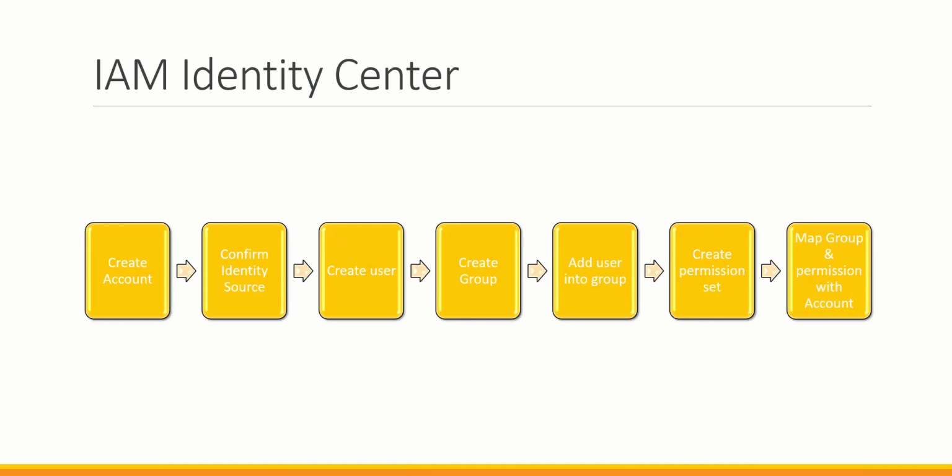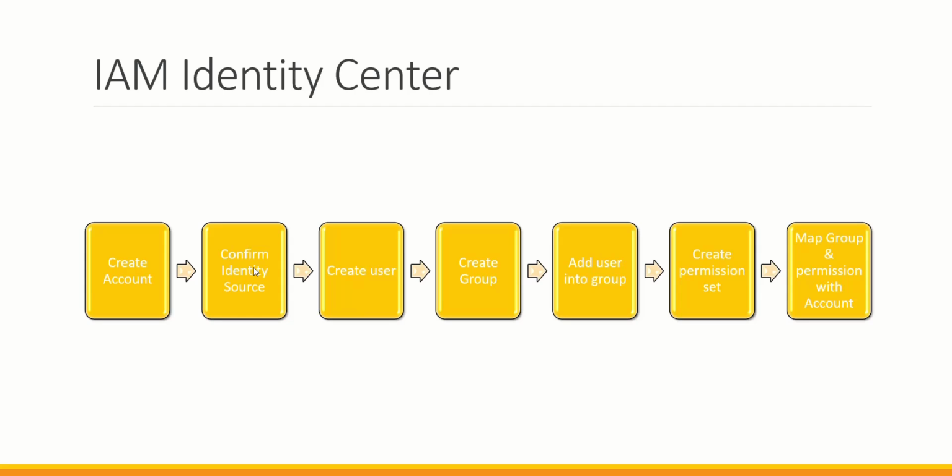These are all the steps we are going to follow. First we are going to create accounts. We already have a root account. Apart from that, we are going to create two more accounts, a dev account and a QA account. Dev could be for developer usage, QA for testing purposes. So we are going to create two different accounts in AWS. Next, confirm the identity source. It is nothing but where I'm going to store my users' information. Is it in AWS? Is it somewhere else? That we are going to confirm.